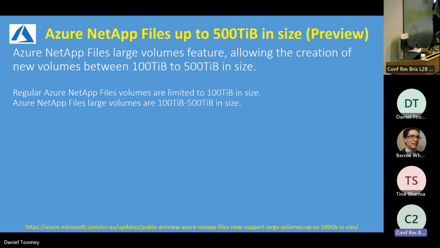And interestingly, NetApp Files now have up to a 500 terabyte file size. That's massive. Previously they were at 100. Now you can spin up, they call it something different, large volume files. You can't take your existing files that are up to 100 terabytes and transition them up at the moment. They are separately provisioned, but it is that extra space if you're using that sort of space.